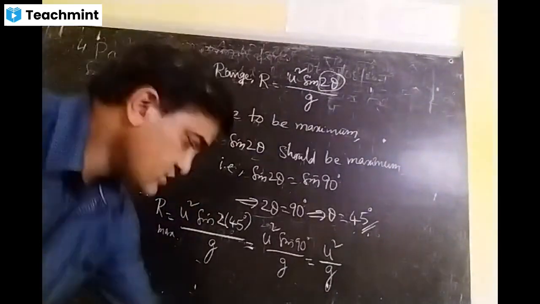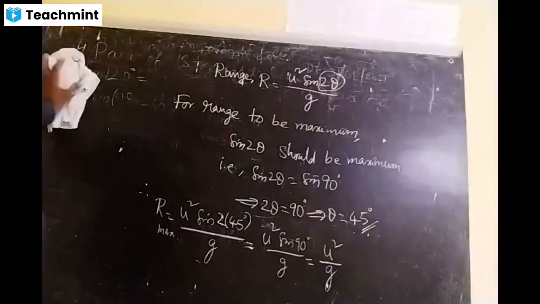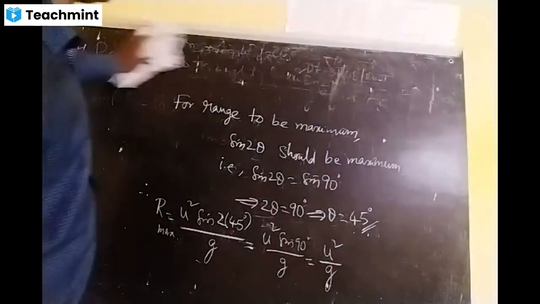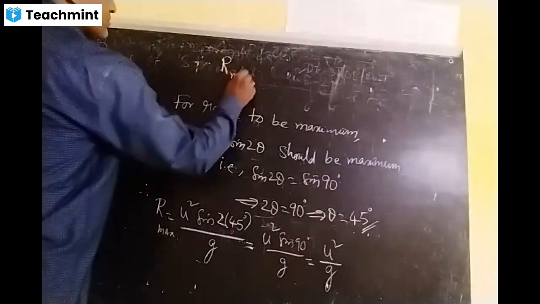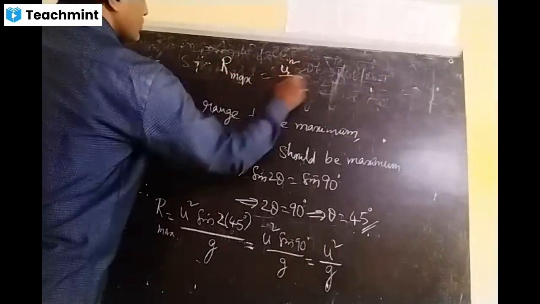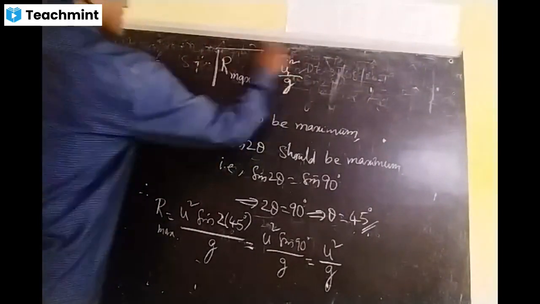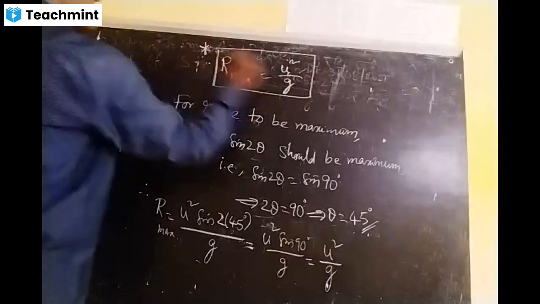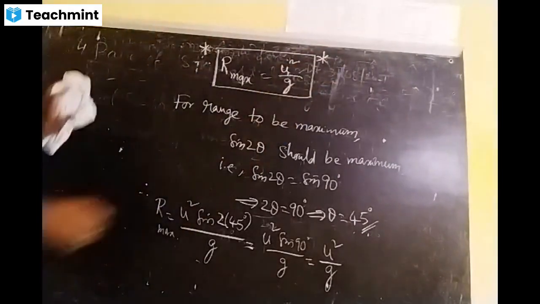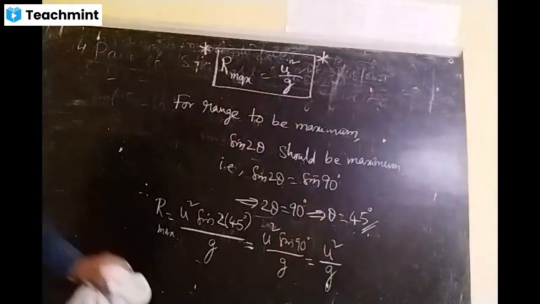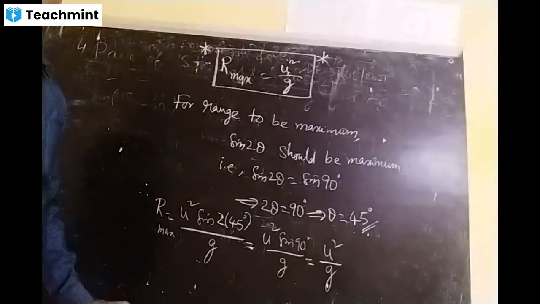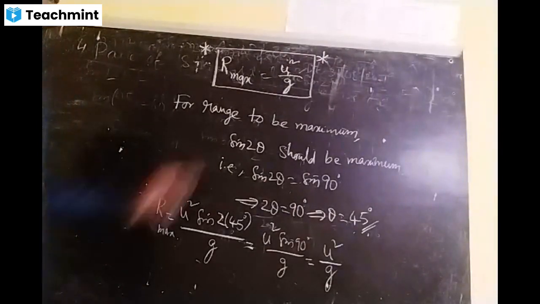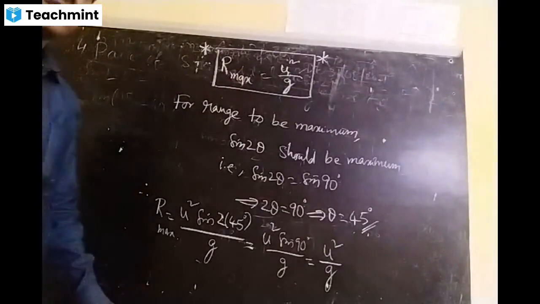Maximum value of range I can write as: therefore, R maximum is equal to U square by g. Remember this formula, an important formula. Range becomes maximum for an angle of 45 degrees, and the value of maximum range, R max, is equal to U square by g. This is a very, very important formula.